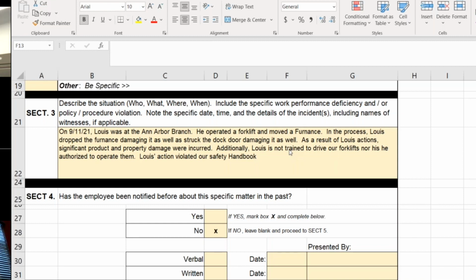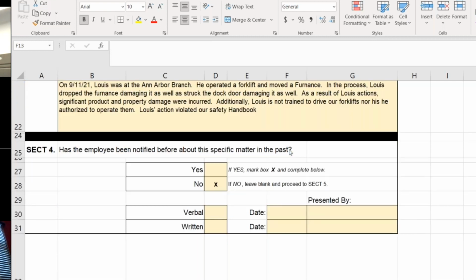I broke a lot of rules. That doesn't mean that someone the first time they drop a furnace is going to go to a final warning, but in this case, I didn't do it right and I did a lot of things I shouldn't have. This section's important and we help with this.